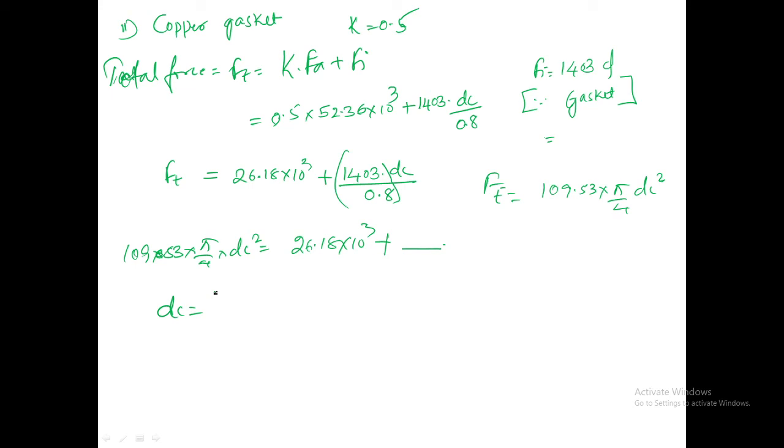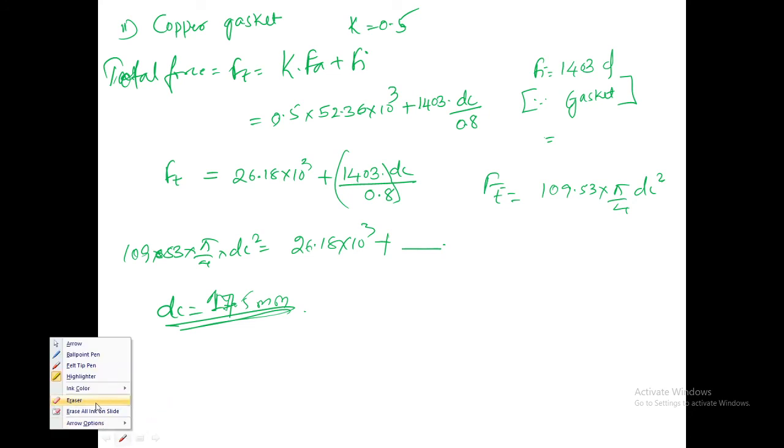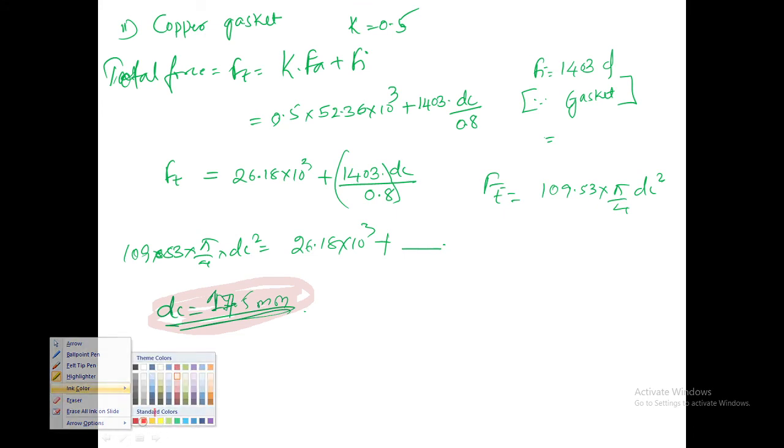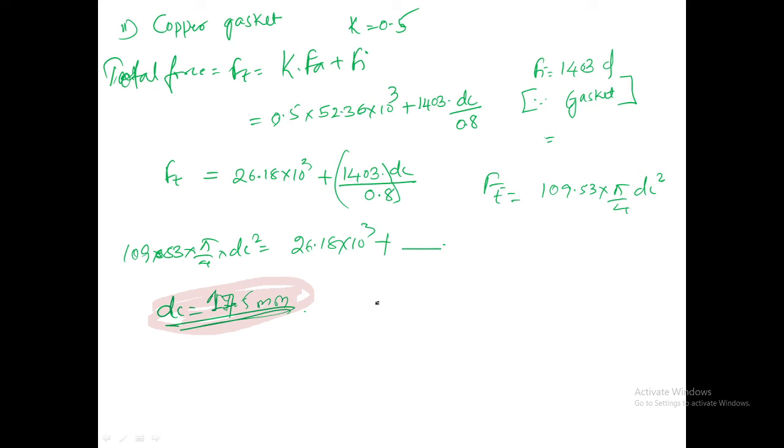Someone give the answer. Seventeen point five four. Anybody got a different answer? The answer is changed here. All right, just cross verify. So diameter D equal to 36 mm.